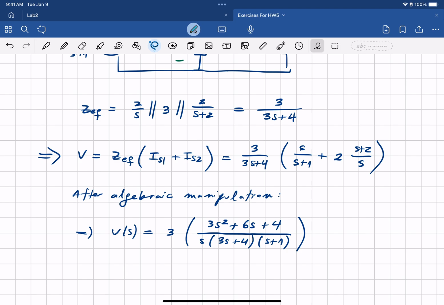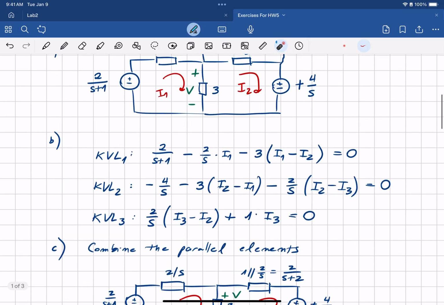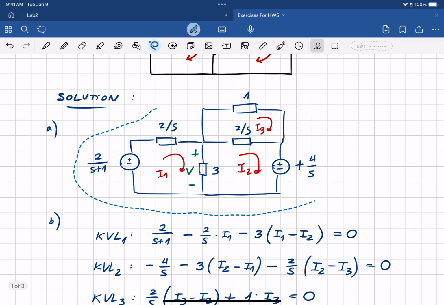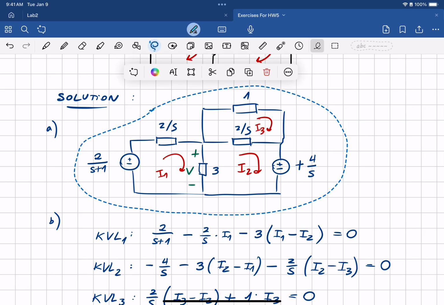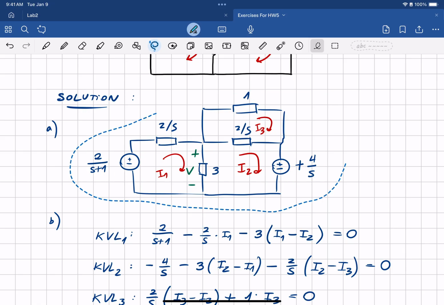Okay, welcome back to this part 2. We left our problem after finding this voltage in the S domain, and now what we're going to do is use what we have defined here. So we're going to recycle this circuit and write the equations now in terms of V, right? So copy paste here.